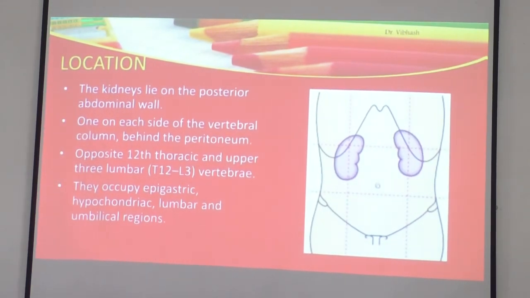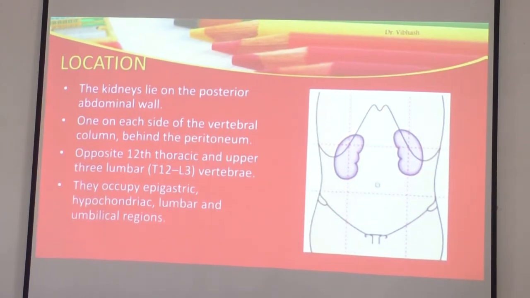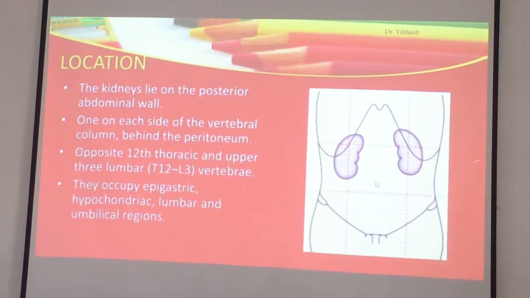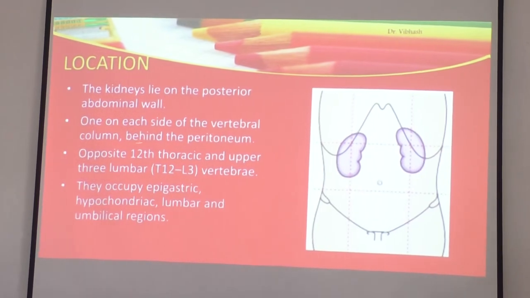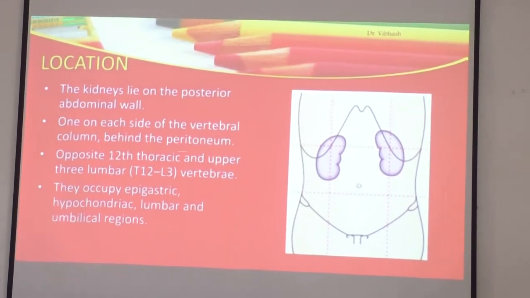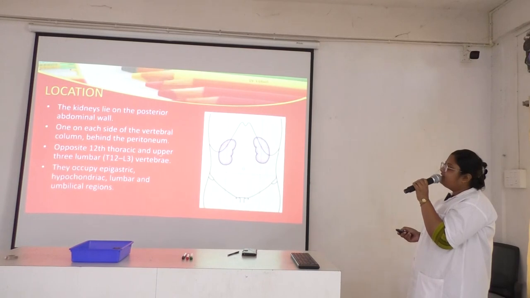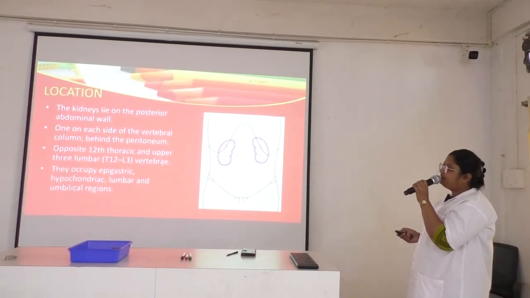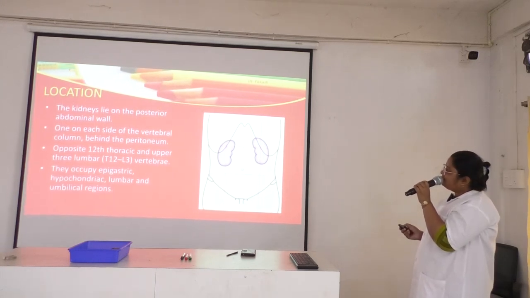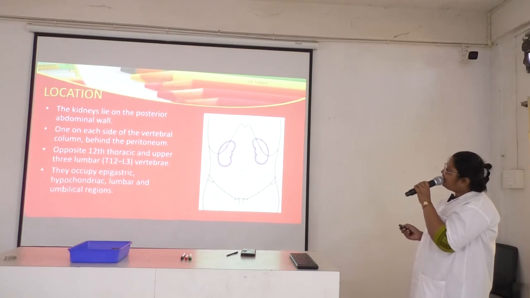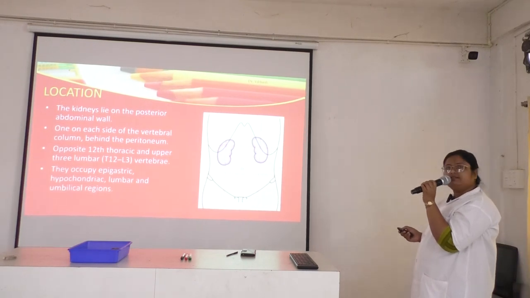Where is the location of the kidney? The kidneys lie on the posterior abdominal wall. See, these are the locations. These lines divide the abdomen into 9 quadrants. Okay. So, one on each side of the vertebral column, behind the peritoneum, the kidneys are lying, opposite T12 thoracic and upper 3 lumbar vertebrae, T12 to L3 vertebra. This is the vertebral level. And they occupy the epigastric, hypochondriac, lumbar, and umbilical regions, both the kidneys. Okay.